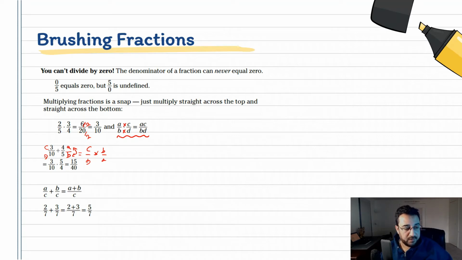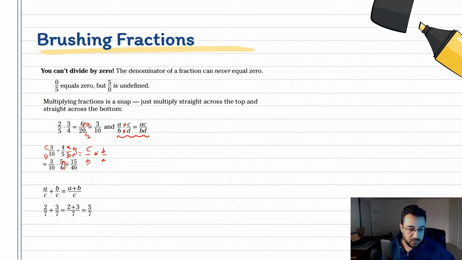So if you have 3 over 10 multiplied by 5 over 4, instead of 3 over 10 divided by 4 over 5. So we switch those two. So 3 by 5 is 15 over 10 by 4 is 40.